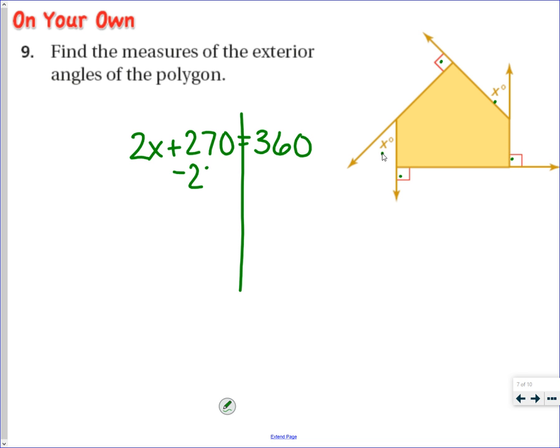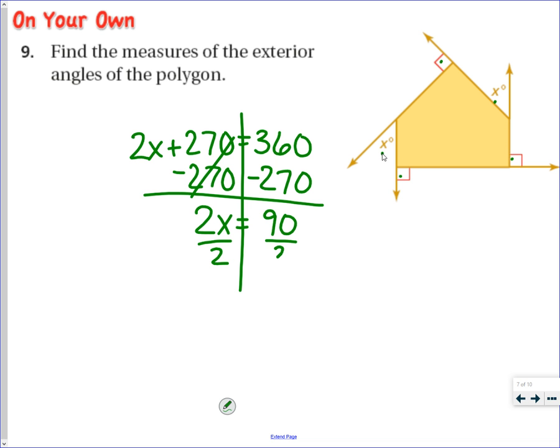So if I would get rid of the 270, that would be 90, and x would be 45. That means that this angle is 45 degrees, and this angle is 45 degrees.